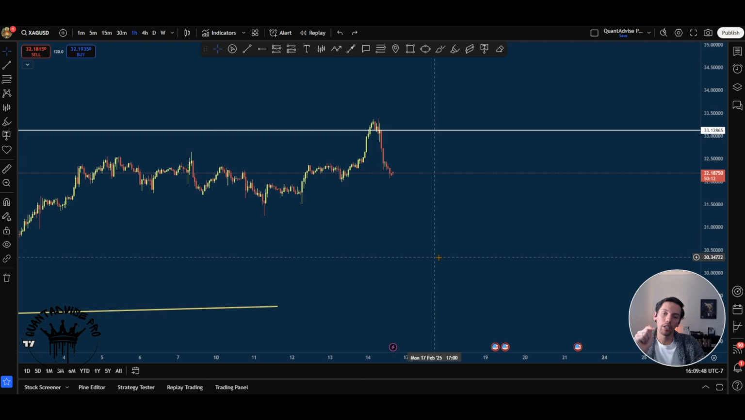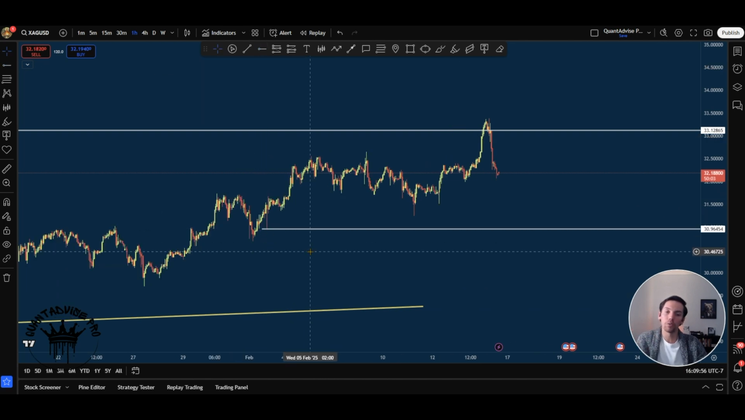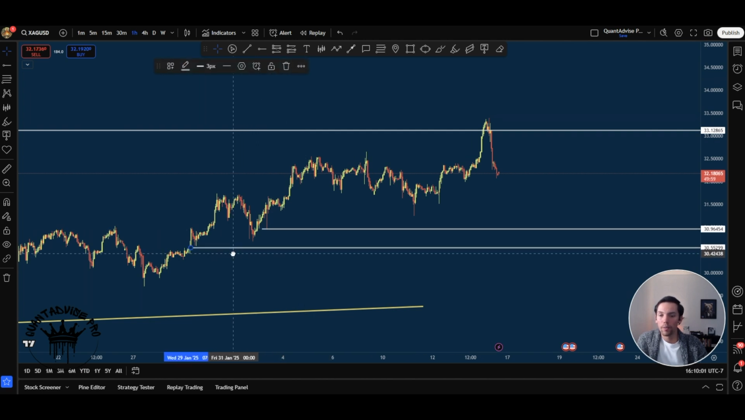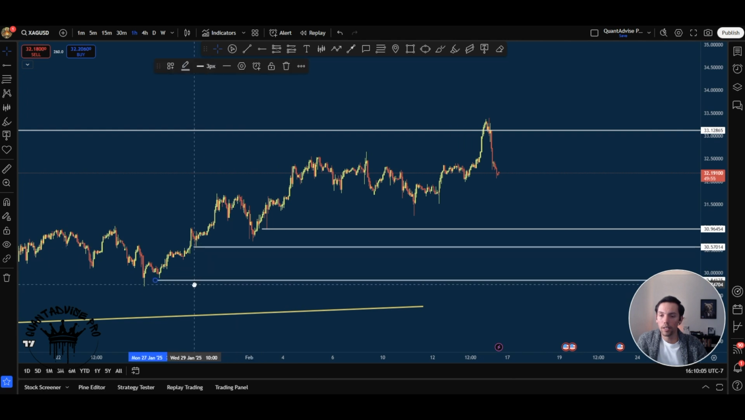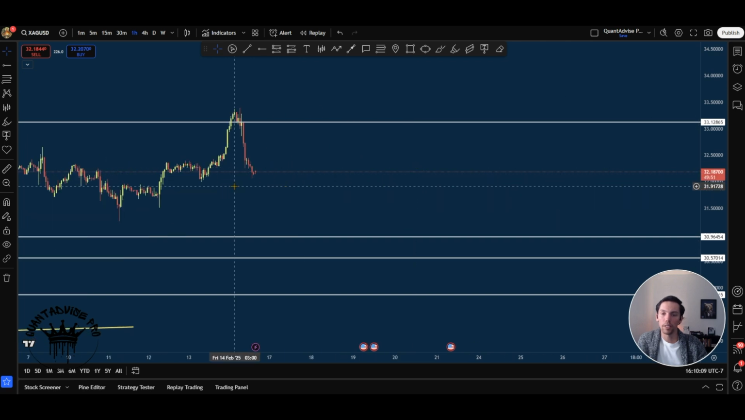I'm gonna see on a lower time frame if there's anything of interest, but if not, I'm not really too worried about it. My only point of interest that I do have on silver right now is this one, this one, and this one. So those are 3 areas of interest for me.